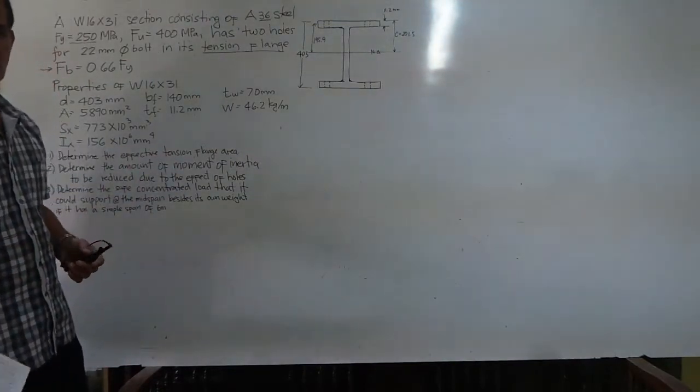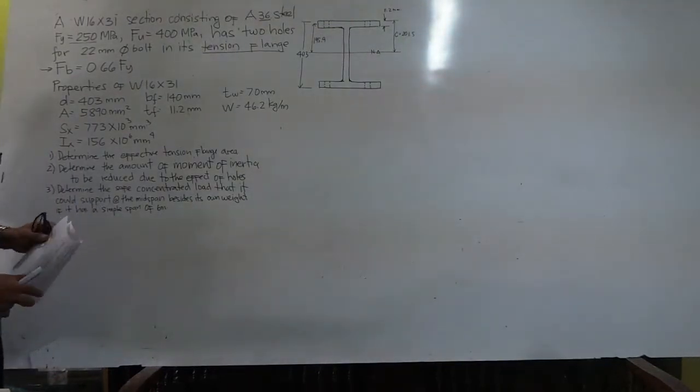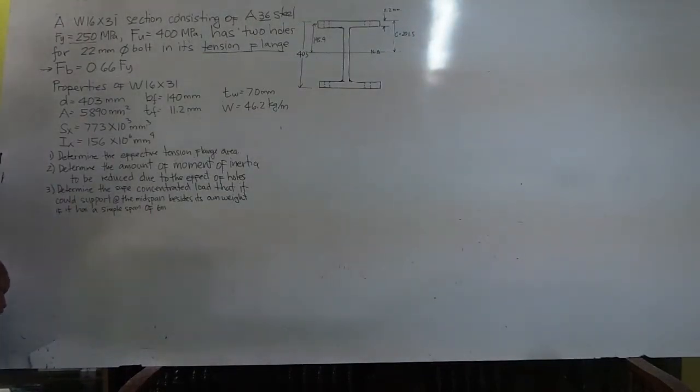I inserted a portion of the table. For this problem, we are going to determine the effective area of the tension flange, the lower portion only, and determine the amount of the moment of inertia to be reduced due to the effect of the holes. Because of the presence of the holes, there's a reduction of moment of inertia. Then determine the safe concentrated load that it could support at midspan besides its own weight if it has a simple span of 6 meters. So it is a simple span beam. Let's start with number 1.